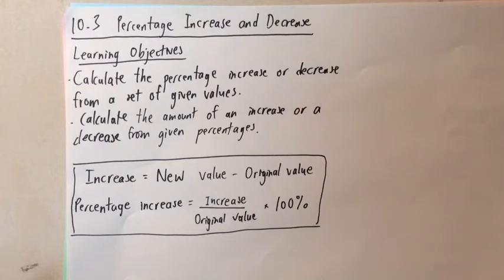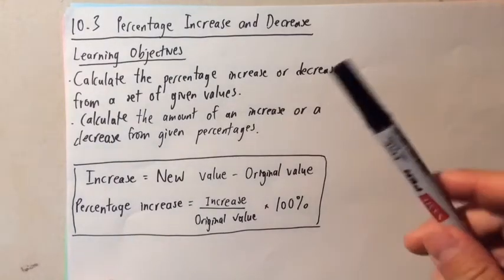We're going to calculate the percentage increase or decrease from a set of given values. So if we're given certain numbers and the numbers represent a change, how do we calculate the percentage change, whether it's an increase or a decrease? The second learning objective is to learn how to calculate the amount of an increase or a decrease from a given percentage. If we're given a certain number and then given a percentage increase or decrease, how do we calculate the new value? Okay, we're going to start off with a couple of simple formulas.